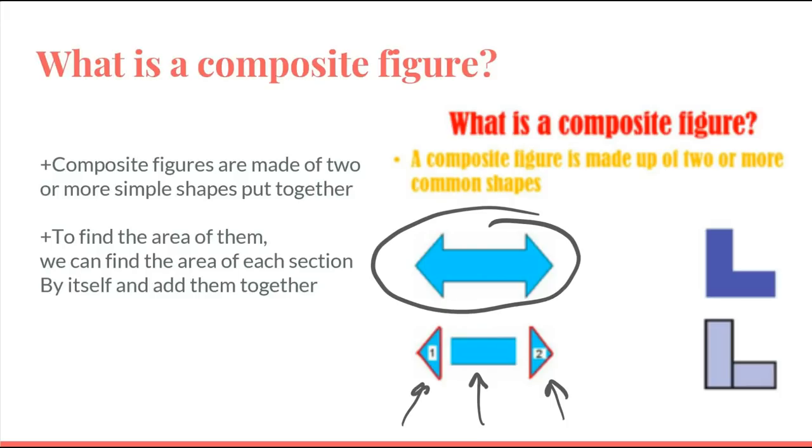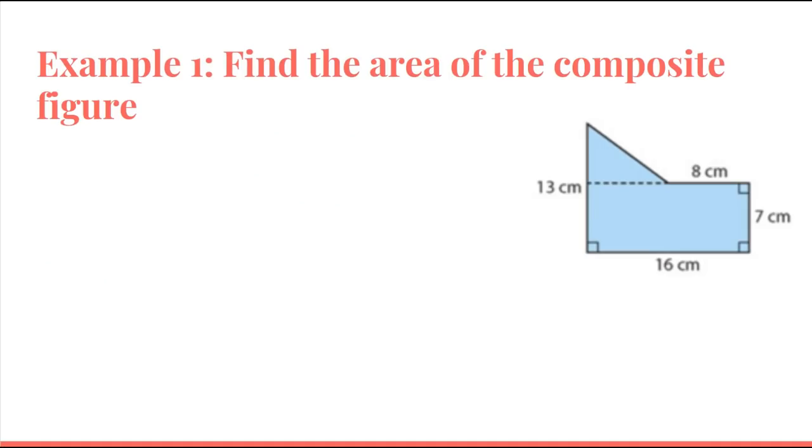So let's take a look at our first example. In my first example, I have this shape to the right. And this shape is just, if I were to draw a line down the middle, a rectangle and a triangle put together. So what I can do is find the area of each of these easier shapes and then add them together to find my total area of the composite figure.